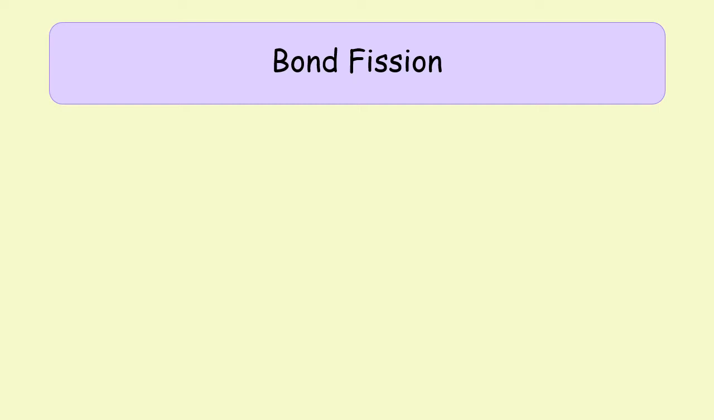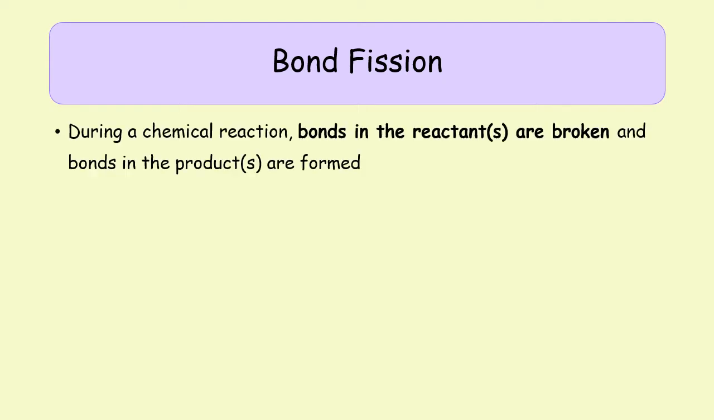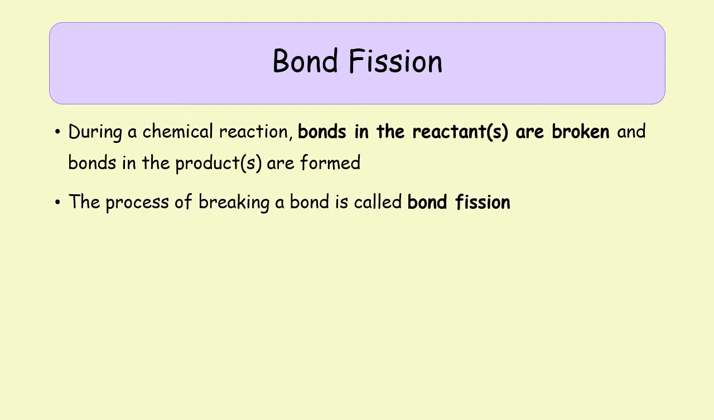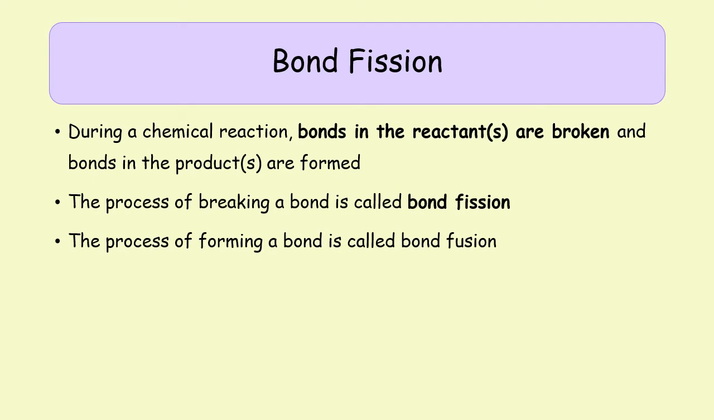So the first thing we're going to look at is bond fission. Now, if you do physics, you should be familiar with the words fission and fusion. If you do chemistry, it's probably the first time that you've encountered these words. Fission means breaking, so bond fission means breaking a bond. Anytime we're doing a chemical reaction, bonds must be broken in order for new bonds to be formed. So typically bonds in the reactant or reactants are broken and bonds in the product or products are formed. Breaking bonds is called bond fission and making bonds is called fusion.